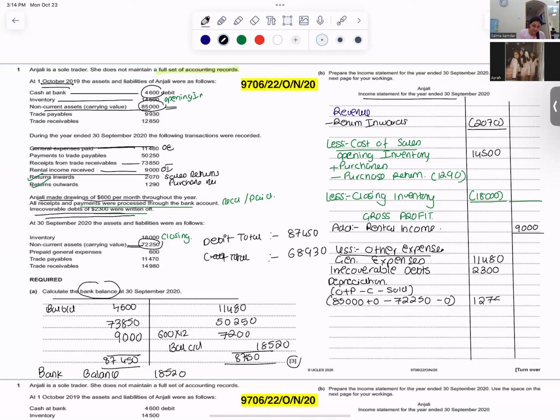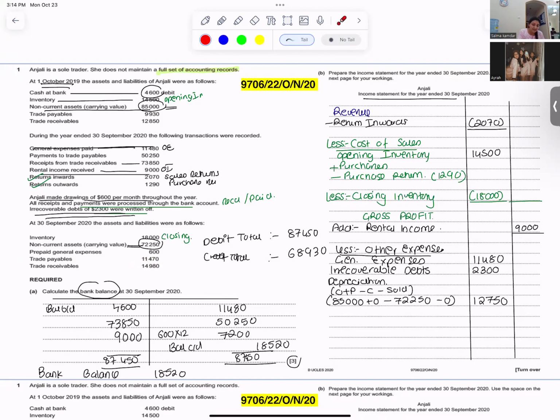12,750. Now I have filled in all the information that I had. I filled opening inventory. I did depreciation. Now I have trade payables opening balance, trade receivable opening balance. I have payment to trade payables, receipts from trade receivables. I have purchases and sales return. I have bad debts and closing trade receivables and trade payables. So this is the way of finding out profit.